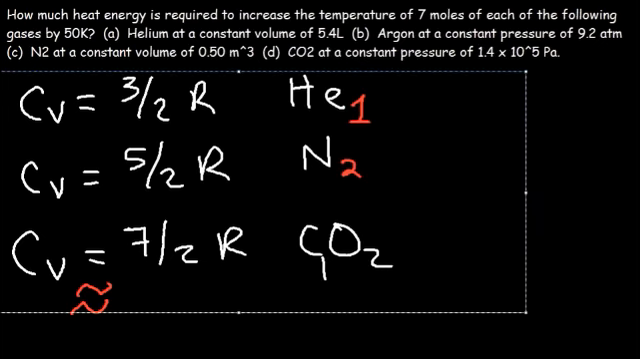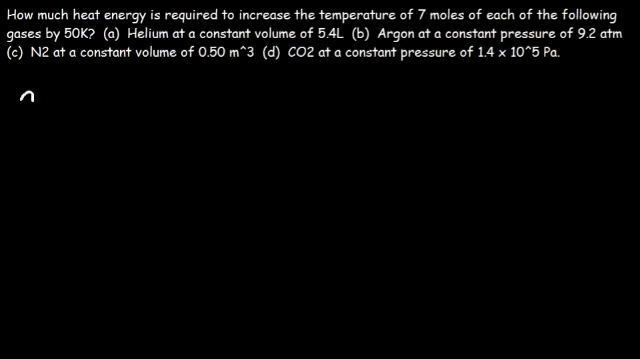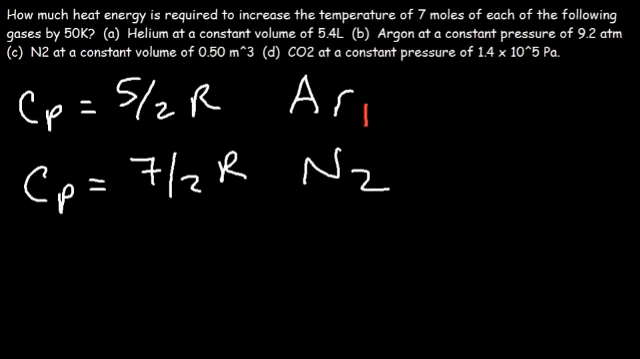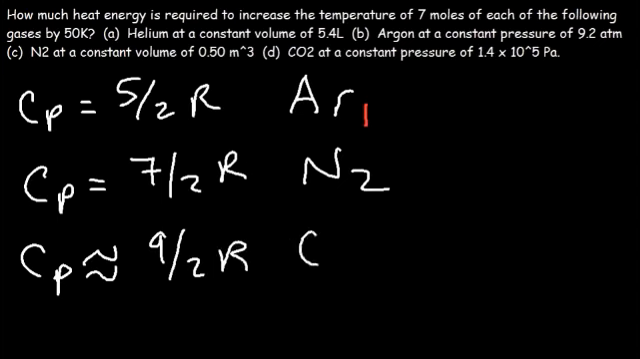Now for Cp, it's different. Cp is 5/2 times R for a monoatomic gas. It's 7/2 times R for a diatomic gas like N2. And it's approximately 9/2 times R for a gas that has 3 atoms, or triatomic.